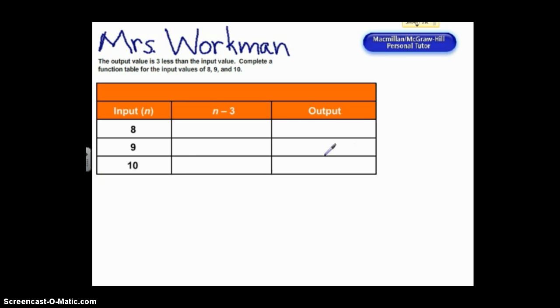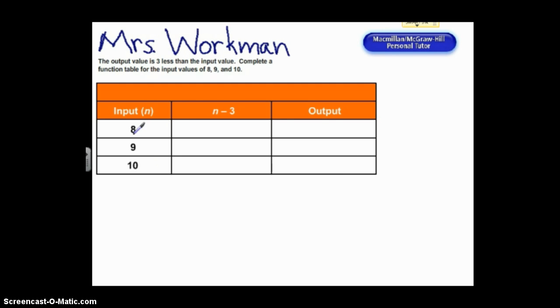Let's look at our function table. In the first column, we're given all of the inputs, which are n values. In the middle column, we are given the expression n minus 3, input minus 3. And we're told in the problem that the output value is 3 less than the input value. That's right here. And in the last column, we want to find those output values. And we're going to do this 3 times.